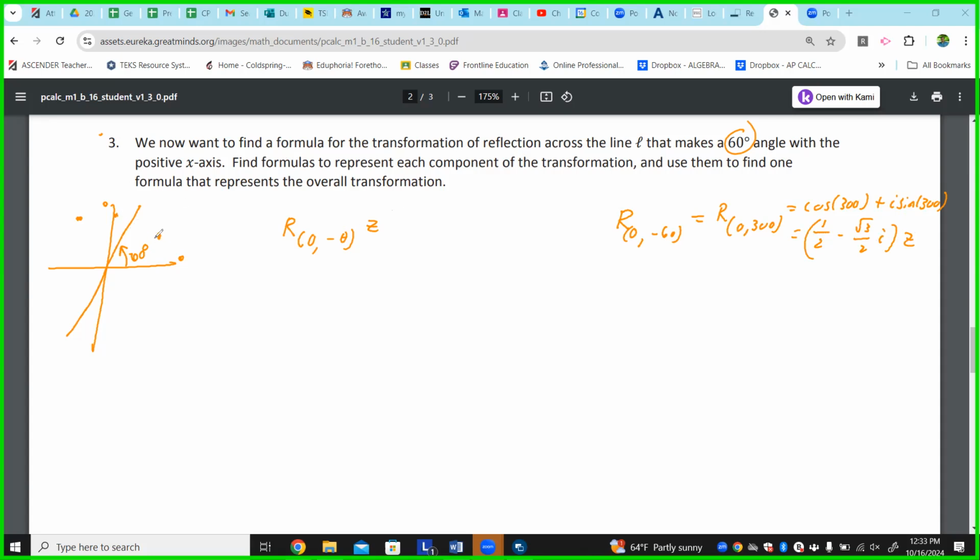Now that I've rotated this 60 degrees, I now want to reflect it across the x-axis. And when I did that, what did I do to do that? Yes, I used the conjugate of my previous answer. All right, so that's what's going to happen here. To get my answer, I would then put a straight line over it. Well, I haven't done it yet, I just did the conjugate. So, okay, let me work it out.